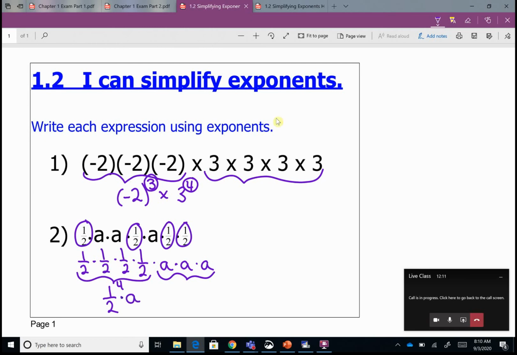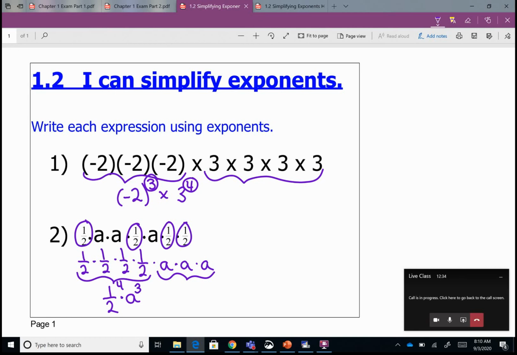Oh, we're going to do a little multiplication symbol in there. The thing that I'm multiplying over and over and over becomes my base. How many times I'm multiplying it becomes my exponent. So I'm multiplying it 3 times.